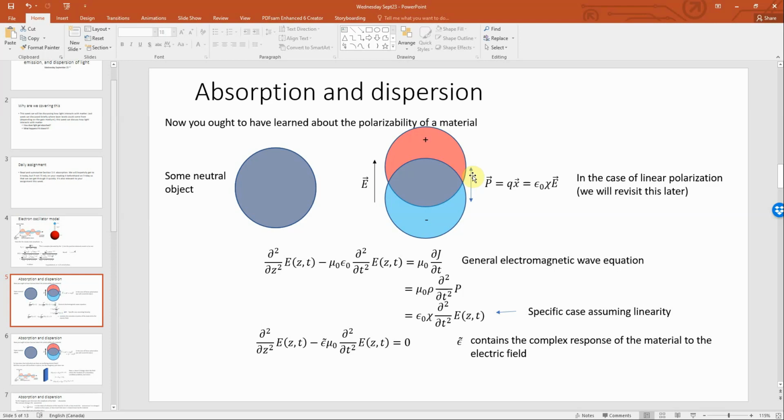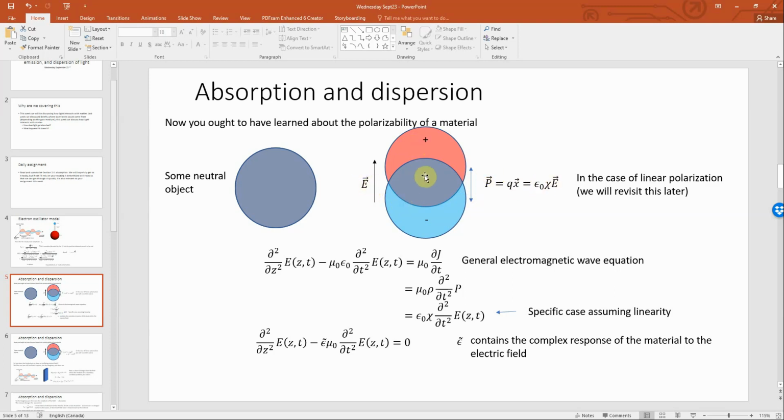And so the polarizability of this material is the measurement of these charges being separated by a distance x. And that is what the polarizability of a material is. Now, what we'll be dealing with here is the linear case, which is that the polarizability of this material is proportional to the electric field that we apply.